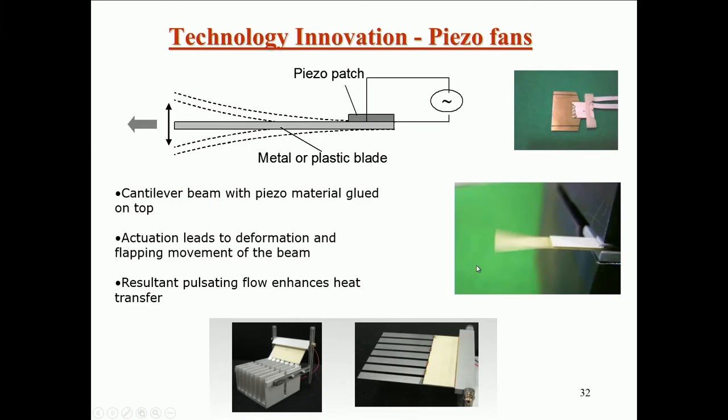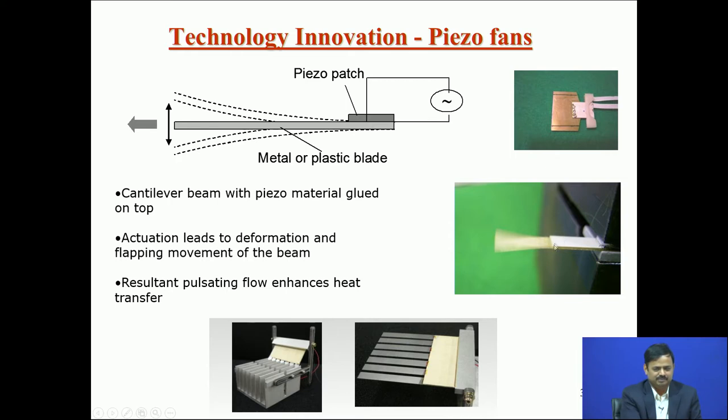The next one is piezo fans. We have all seen, when we feel hot on a summer day, we take a piece of paper and do this. It cools us. Can I do the same for a hot component and automate this flapping motion? So you take a piece of any metallic or plastic blade, put a piezo patch and excite it with an AC signal. One half of the cycle it will expand and move down, the other half it will contract and move up. This is what is shown here.